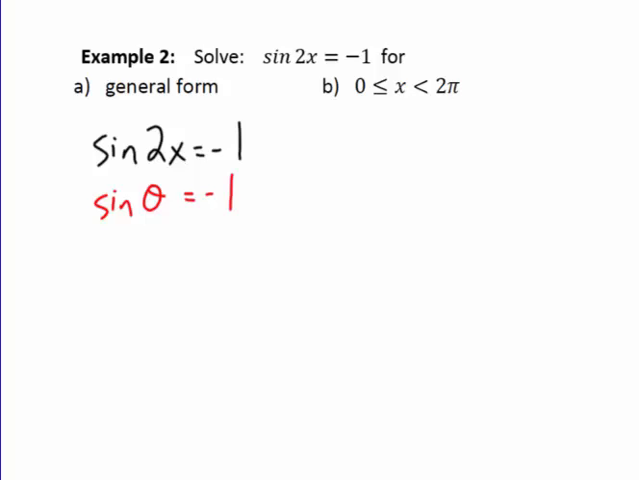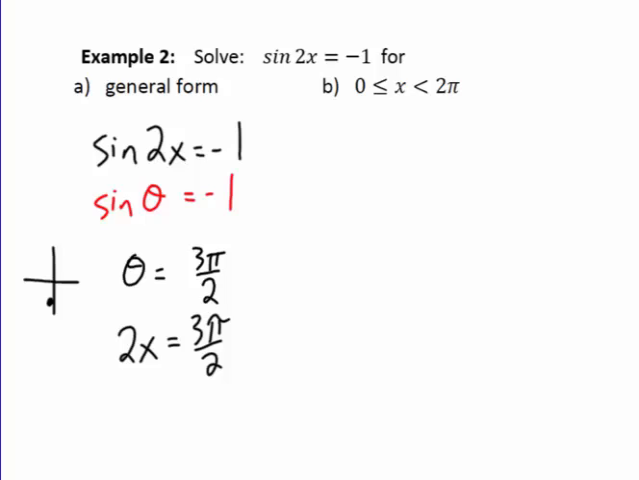Well, where would sine theta equal -1? Well, this is pretty straightforward. We can use our quadrantal angles. Sine of theta is equal to -1 down here at 3 pi over 2, and our theta value would be 3 pi over 2. Now, that would be what the angle would be if it was theta, but our theta is not 3 pi over 2, it's actually 2x equals 3 pi over 2.